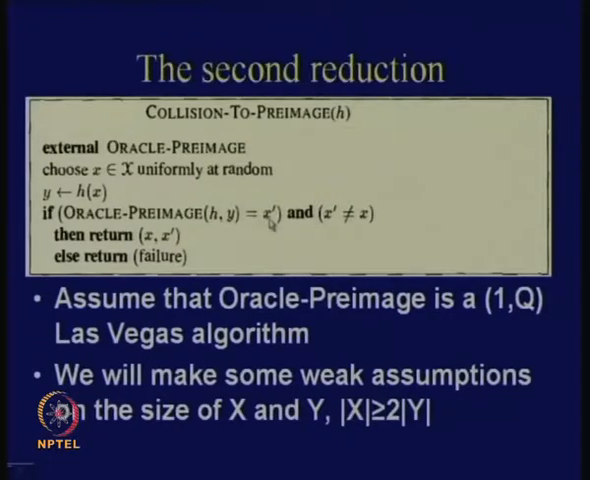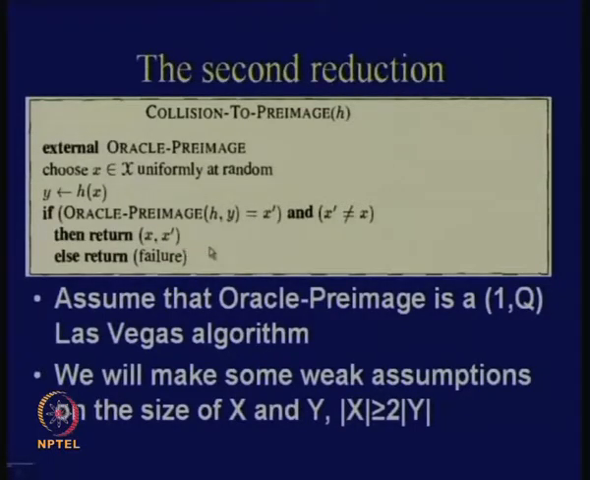But there is a chance that this x and this x dash are the same, because this algorithm does not give you any guarantee for that. So you have to do this check. Now you understand why the if was there. So you check whether x dash and x are the same or not, and then you return x comma x dash, otherwise it fails.